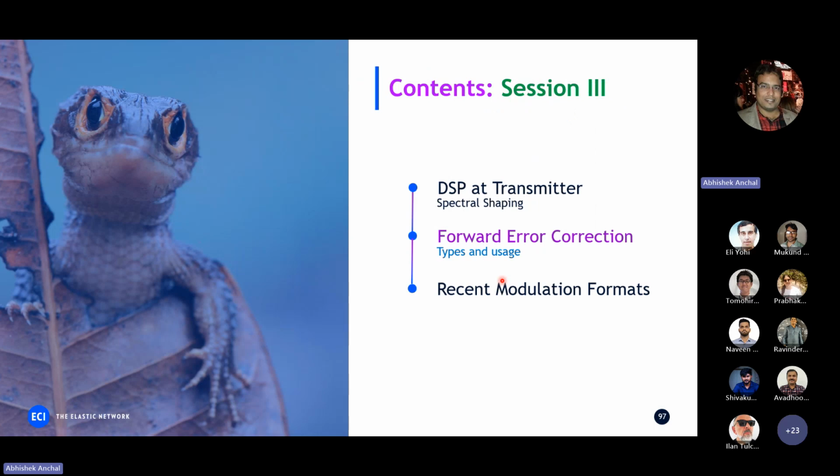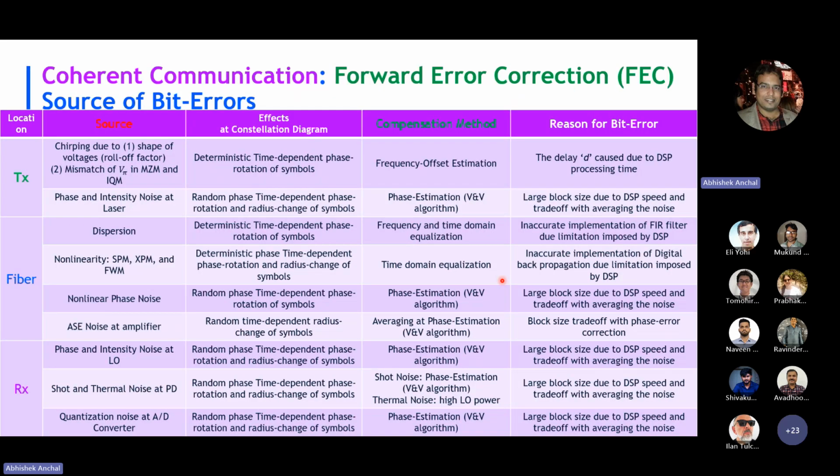Okay, so next one is forward error correction. Why do we need forward error correction? Last session we discussed that whenever we transmit higher order modulation formats, the symbol gets corrupted through noise, nonlinearity, dispersion, etc. The receiver tries to remove it, and it employs various compensation methods. I mentioned in the table the source, how it affects, and how the receiver removes it. You can go through it later on.